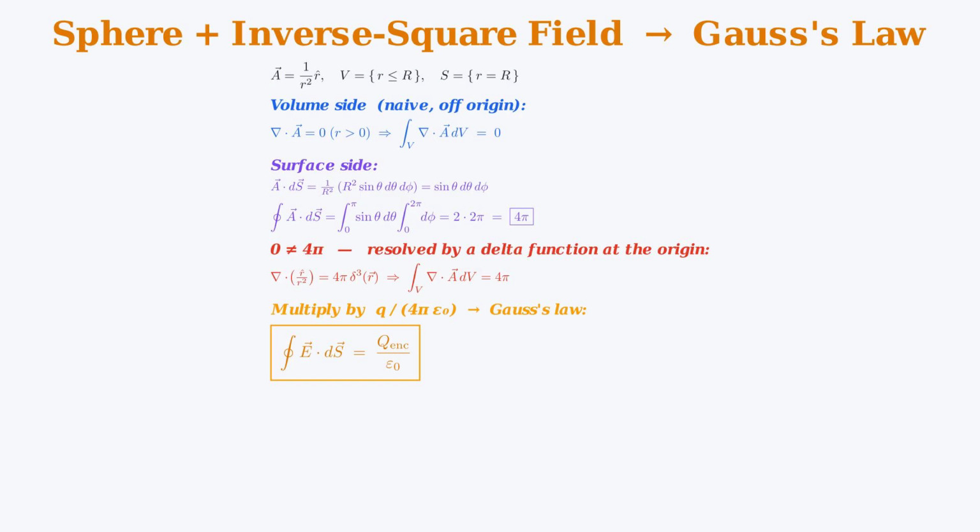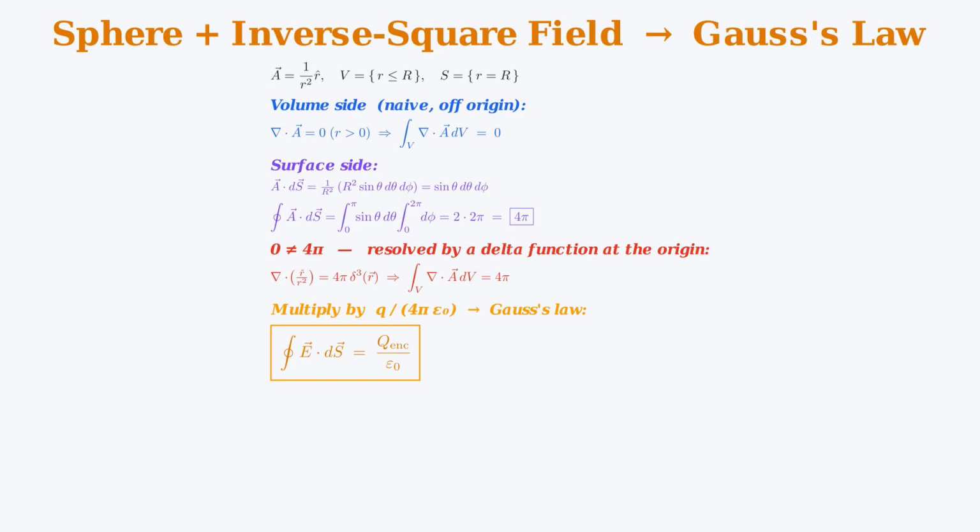Stop and feel the contradiction. The volume side gave 0, the surface side gave 4 pi. The divergence theorem says they should match. What went wrong? Nothing went wrong. The issue is that nabla dot A is not 0 at the origin, it is infinite. Specifically, nabla dot A equals 4 pi times the three-dimensional Dirac delta function at the origin. When you integrate that delta over the volume, you pick out 4 pi, exactly matching the surface side. The divergence theorem is restored, but only because we are honest about the singularity.